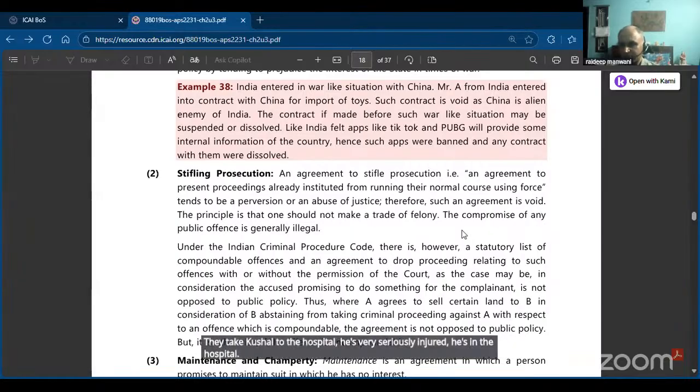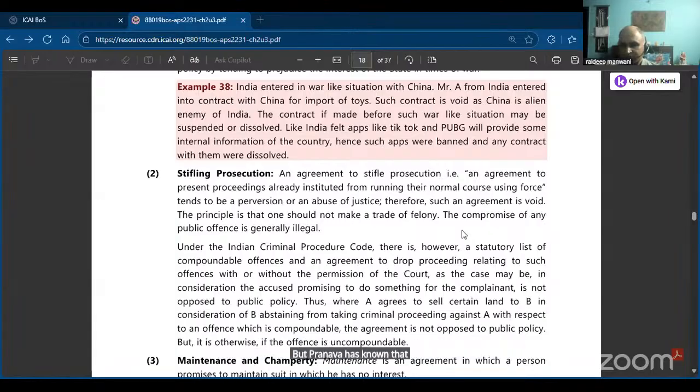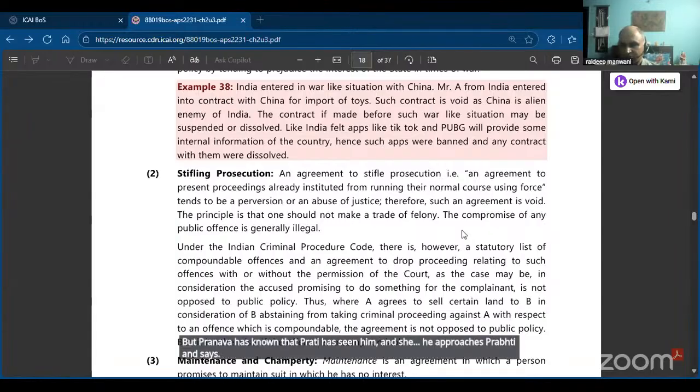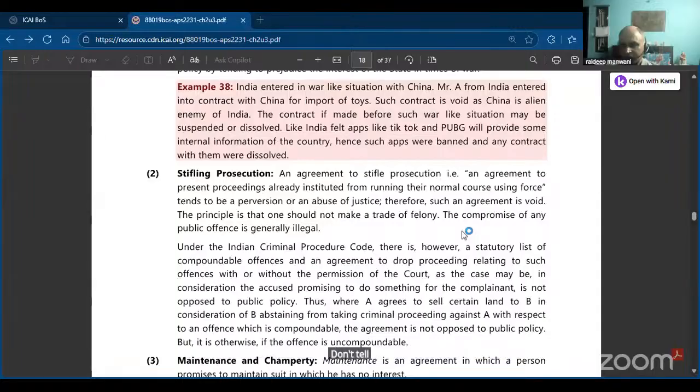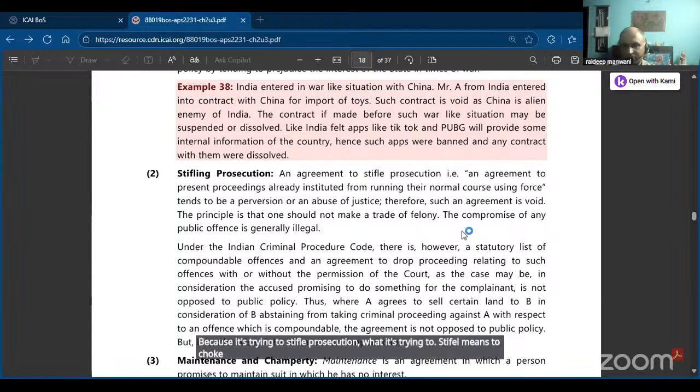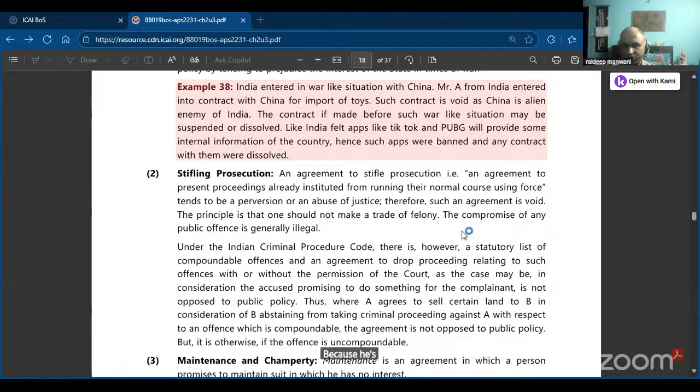But Pranav knows that Prapti has seen him, and he approaches Prapti and says, don't tell that I tried to murder Kushal. I will give you 1 lakh rupees. Now this agreement will become null and void, because it's trying to stifle prosecution. To stifle means to choke, to stop somebody. He's committing a non-compoundable offense.